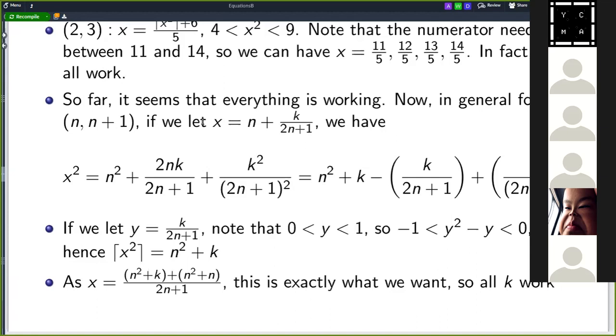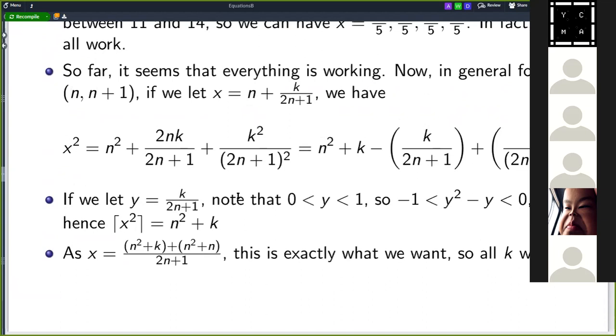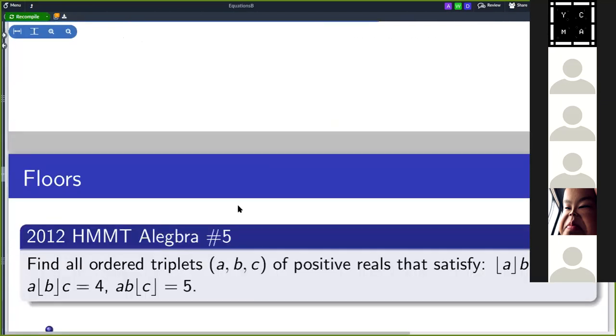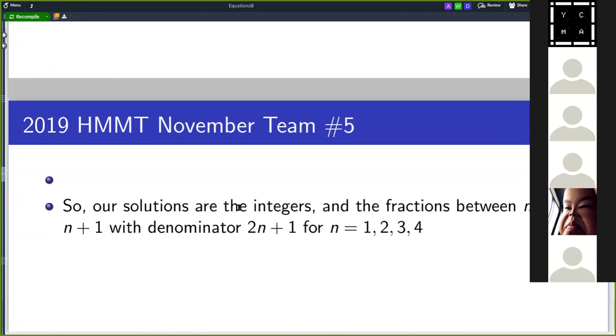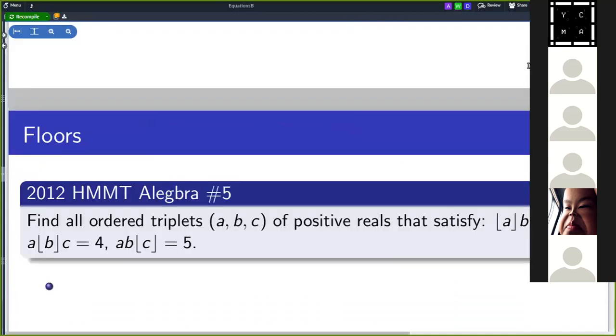Okay, so then once we look back at x, we see that we wanted the ceiling of x squared to be n squared plus k. So that means everything works out perfectly. So in particular, this means that all k work. So let's summarize what we have right now. On the next slide, we have that our solutions are the integers as well as the fractions between n and n plus 1 with denominator 2n plus 1 for n equals 1, 2, 3, and 4. So the question asks for their sum.